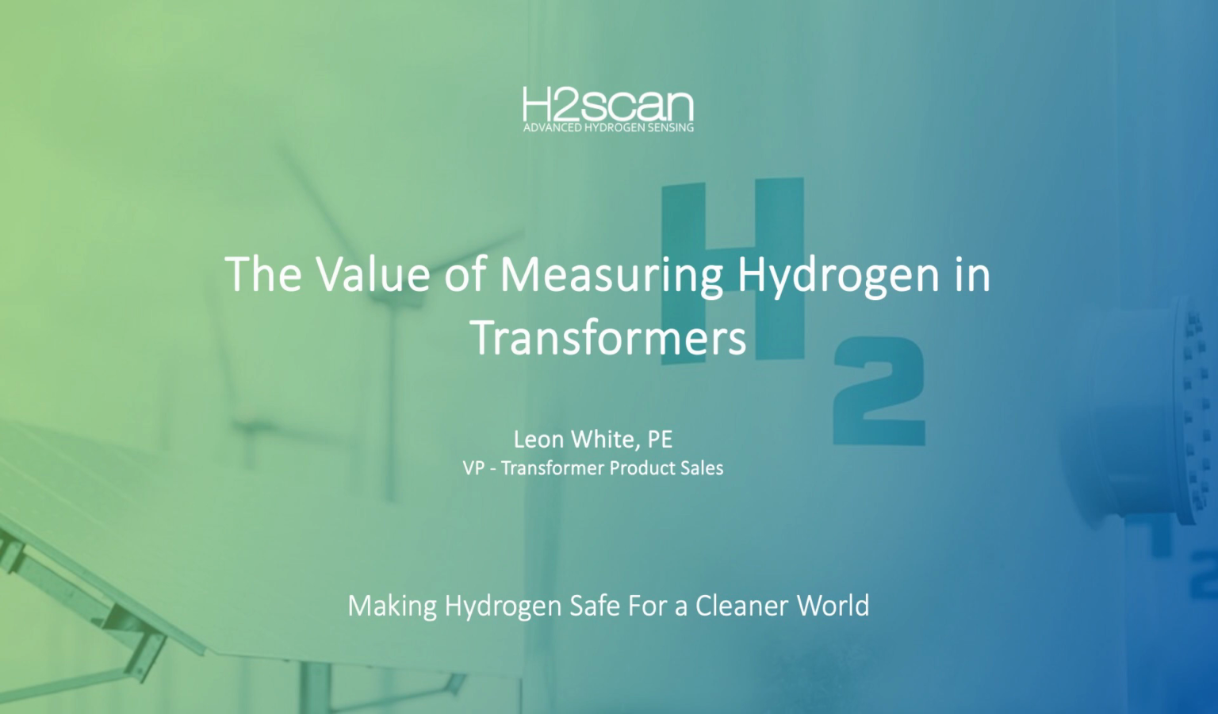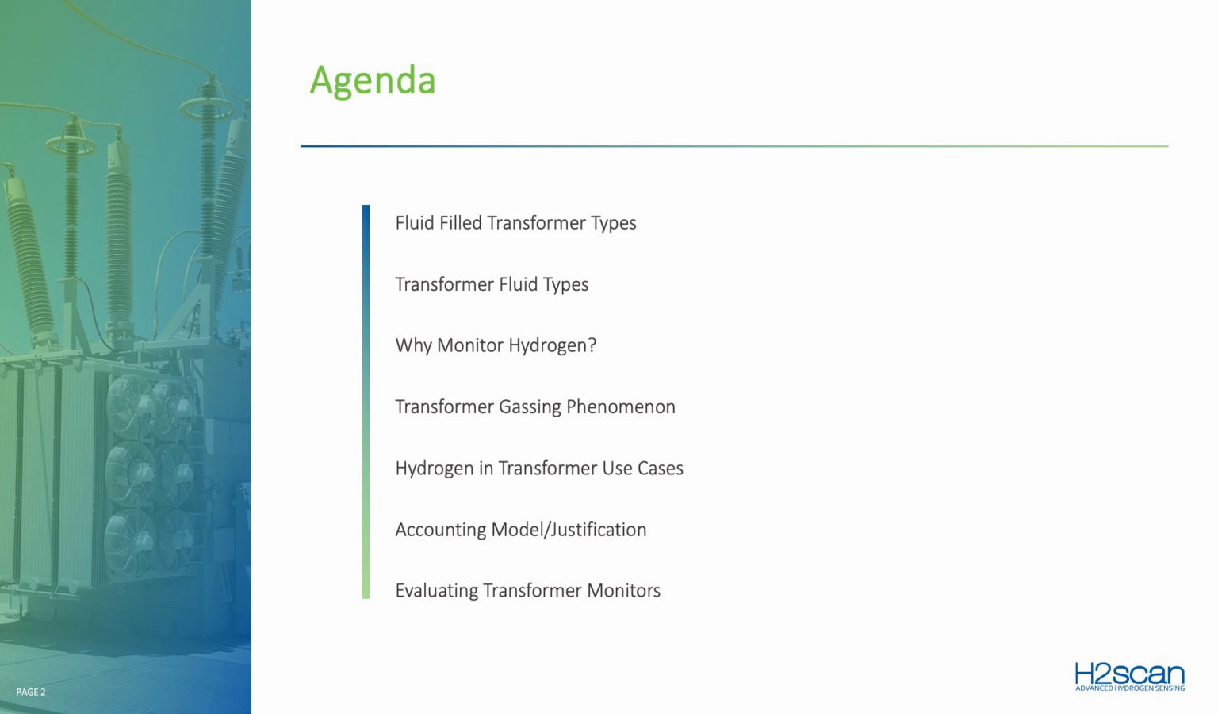So we'll go and get started here. I can advance the slide. For our agenda, we will first start talking about the different fluid types. This is becoming a bigger and bigger issue as a lot of people are moving away from mineral oil and moving to other fluids. So we'll talk a little bit about those, the fluid types, why measure hydrogen, the transformer gassing phenomenon.